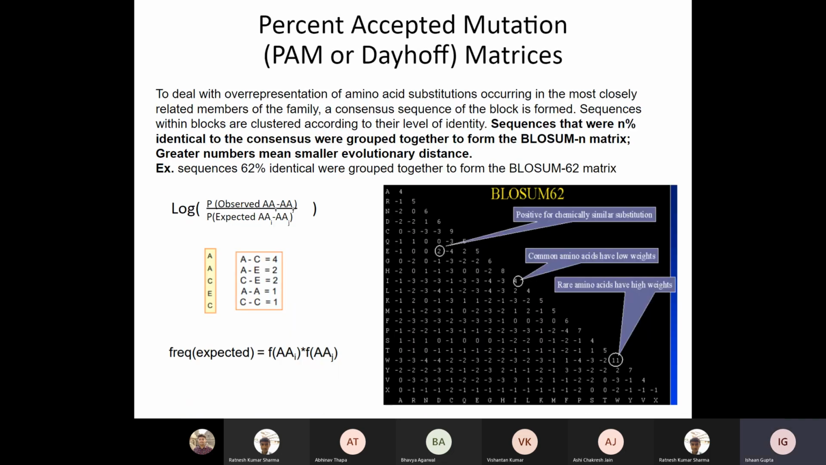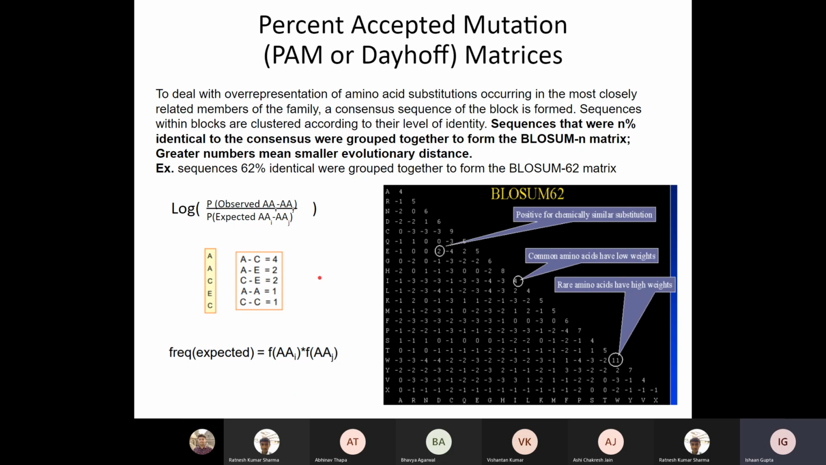So identity is with respect to a consensus sequence. In multiple sequences, you try to see identity, right? So we are basically saying 62% identical amongst lots of sequences. Similarity is between two sequences. Similarity is whether two sequences are similar or not.